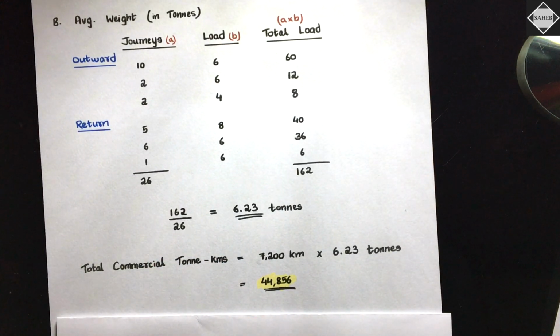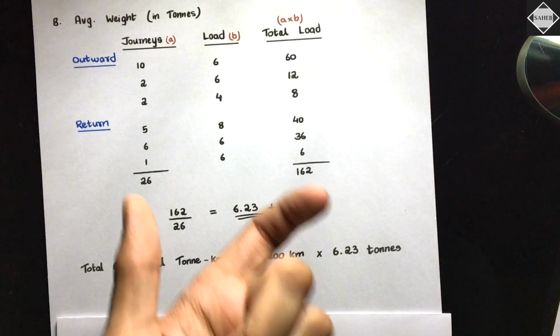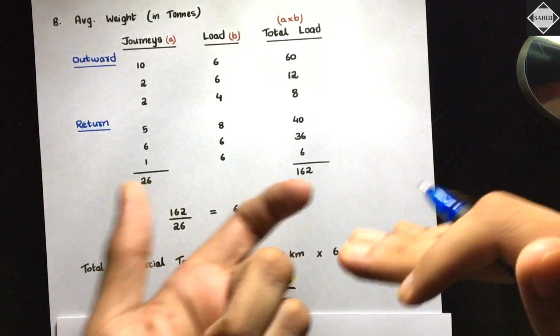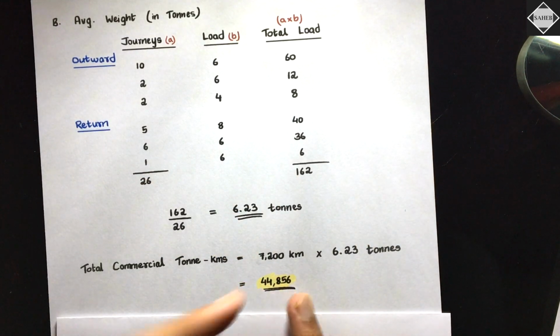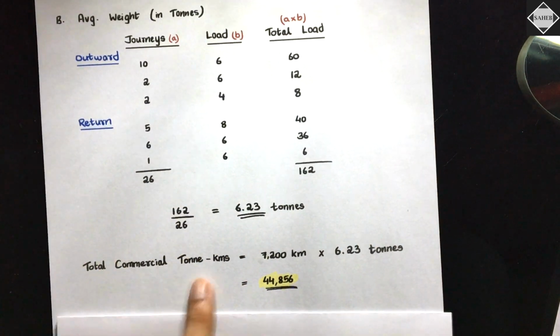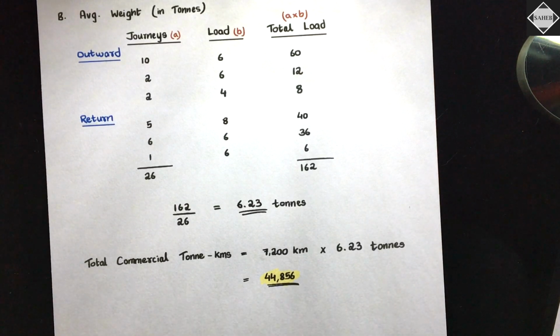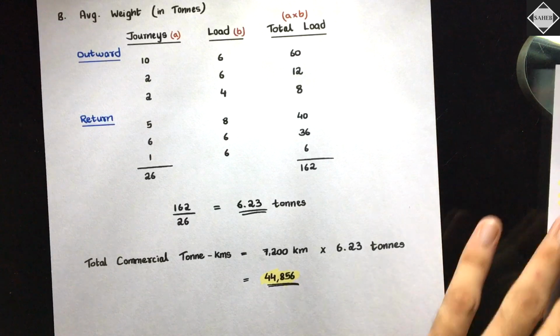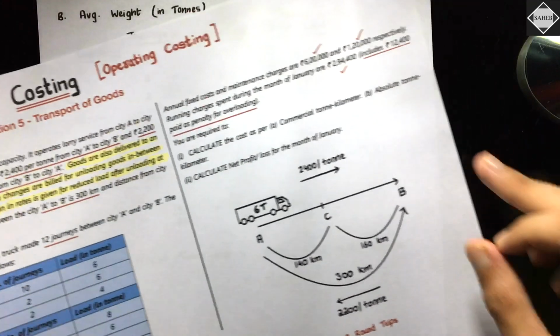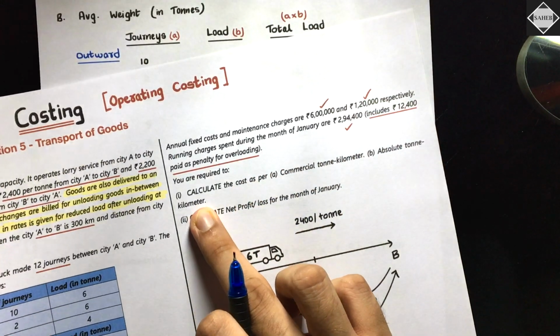This is one of the denominators. Yeah, if you get the numerator, total cost of the month of January, then you have to divide it by this. You will get what? Cost per commercial ton kilometer. Do you understand what we have just calculated? Yes, right? Simple. Then after this, what we have to calculate? We have to calculate the absolute ton kilometer, another denominator.